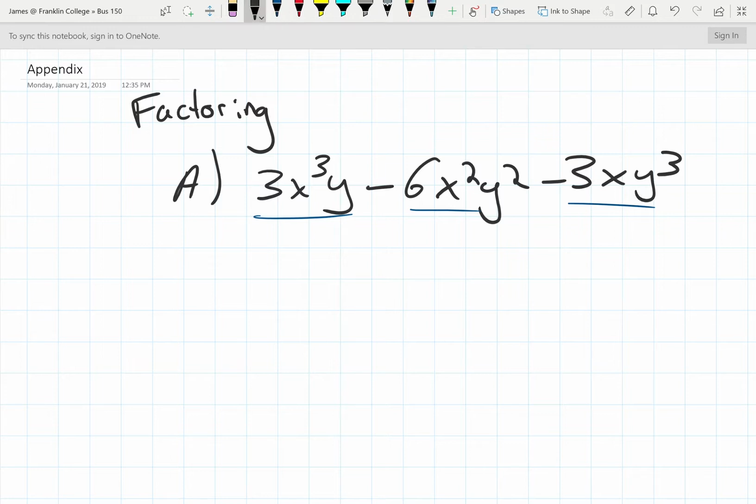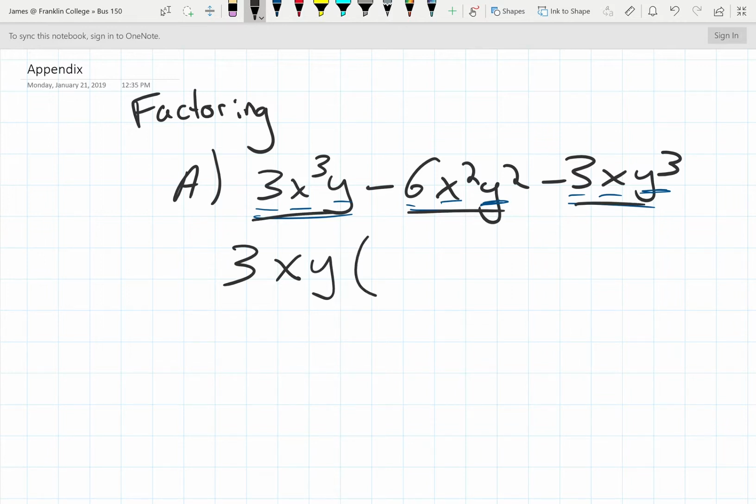So let's first look at the numerical numbers. We see that we have a 3, a minus 6, and a minus 3. So we can see that we're going to be factoring out a 3. Alright, we got an x cubed, an x squared, and a single x. So we're going to be able to factor out a single x. Alright, we have a single y, a y squared, and a y cubed. We're going to be able to factor out a single y. So this 3xy is what's going to be factored out from all three of these things here.